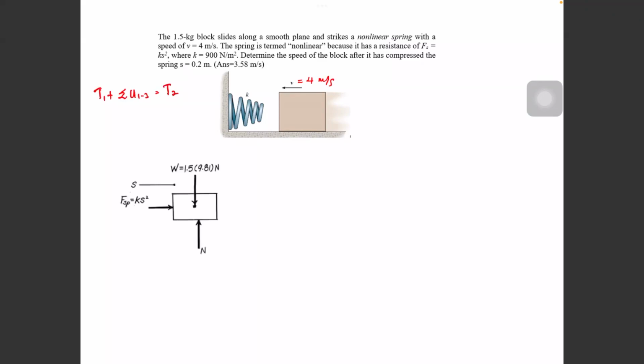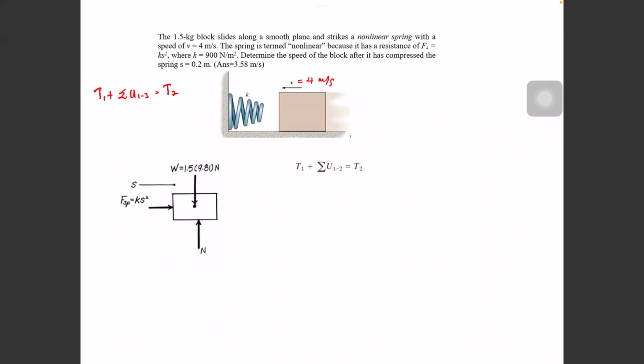First we need to draw the FBD, the free body diagram. We have the weight of the block, which is 1.5 times 9.81, and then we have a normal force. Then we have the spring force, F equals Ks. So you can put these into the principle of work and energy equations.